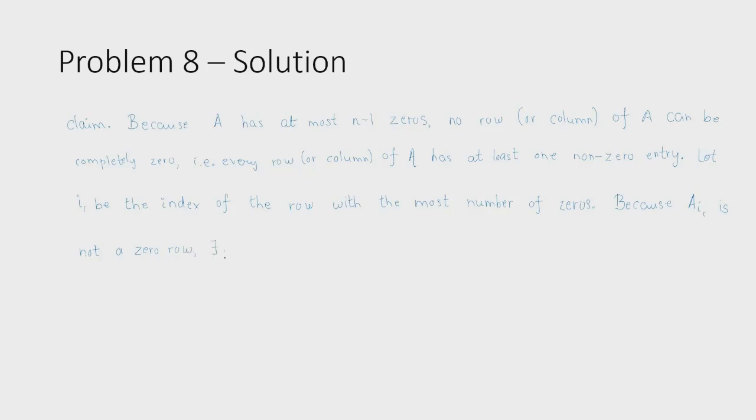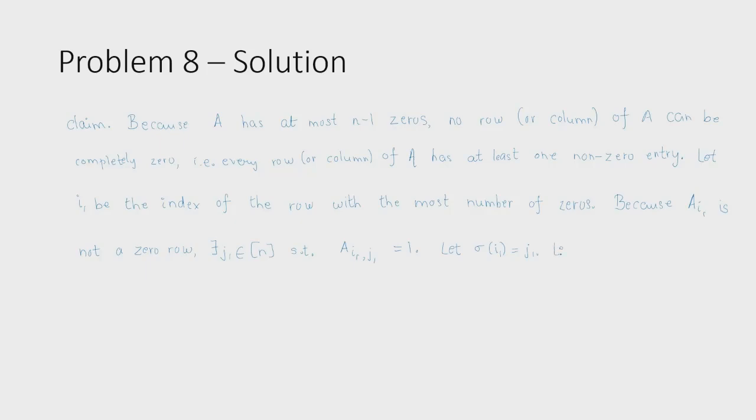There exists a J1 in N such that A I1 comma J1, that is the I1 J1th entry of A, is 1. So now what we'll do is we'll start constructing sigma. So let sigma I1 equal J1.